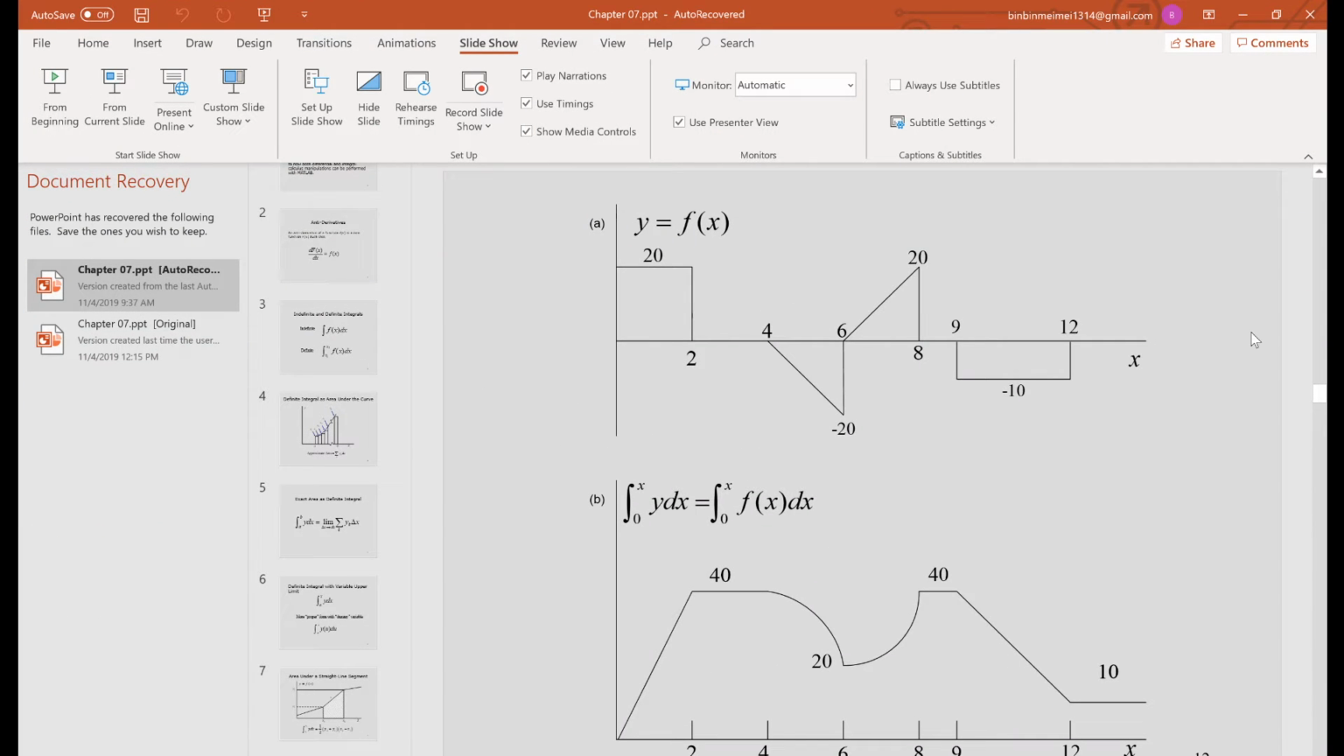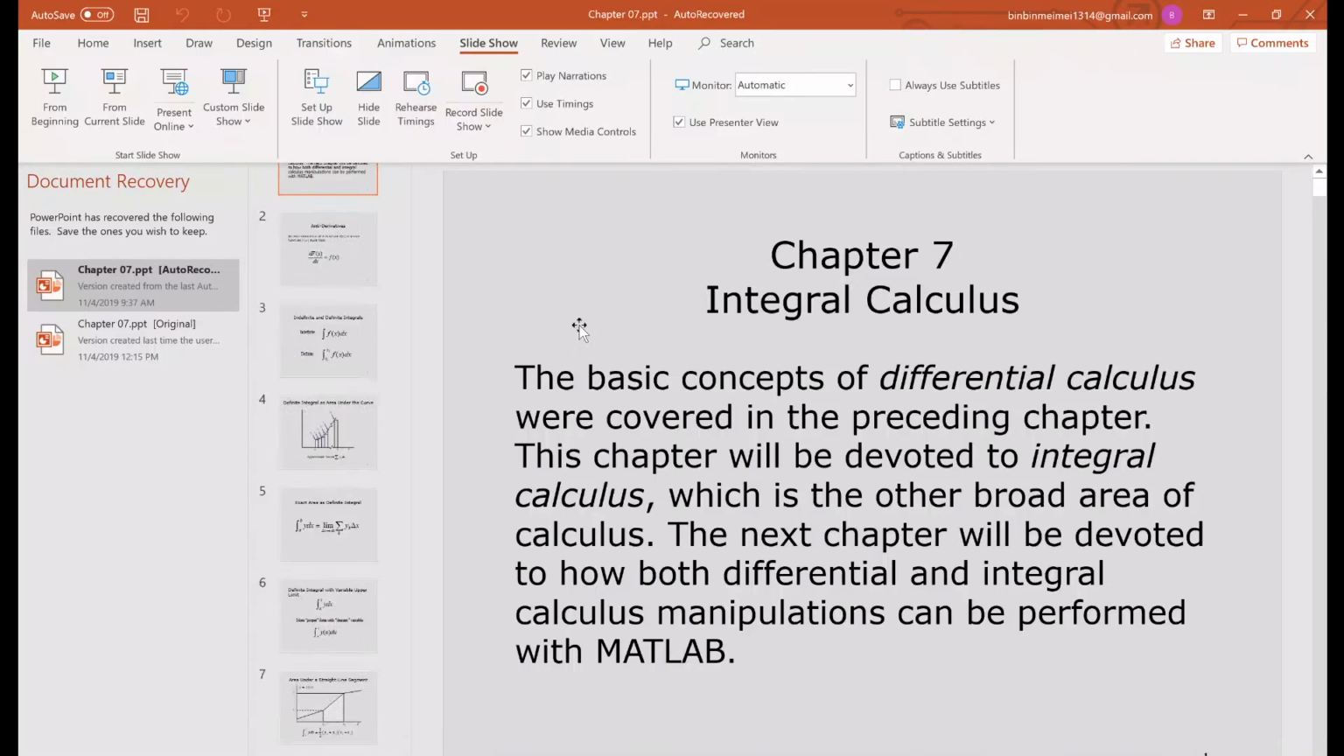Hey guys, so today I just want to talk about calculus for integrations.